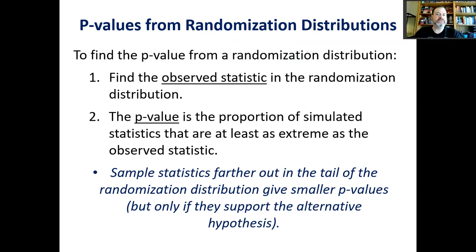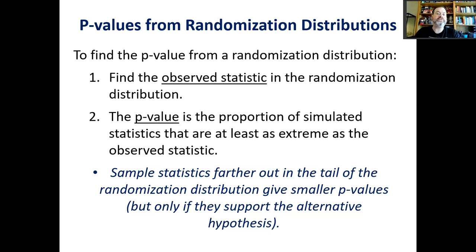So I've already explained this in the video so far, but I put it in the notes in case you're reading it on your own. So to find the p-value from a randomization distribution, you can use this on the homework too, because some of your homework problems just give you a randomization distribution and you have to find the p-value without using StatKey yourself.